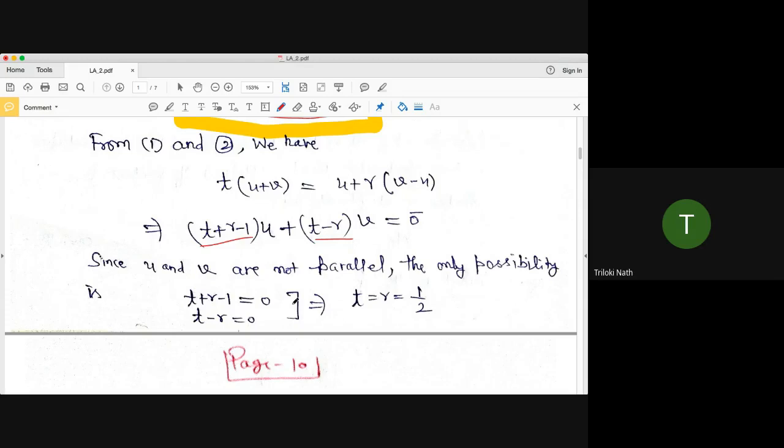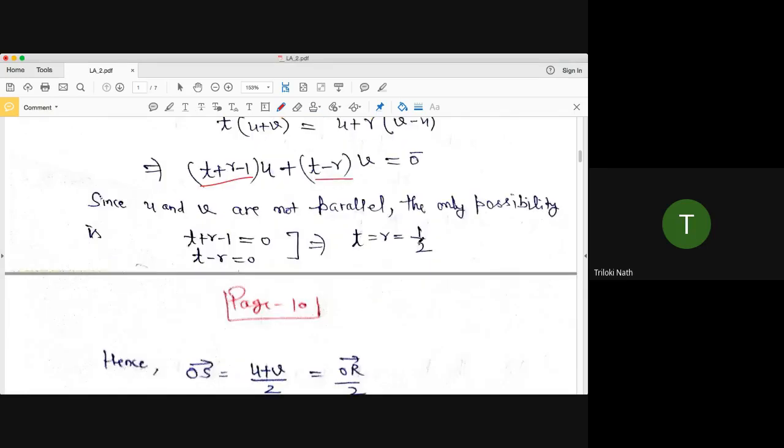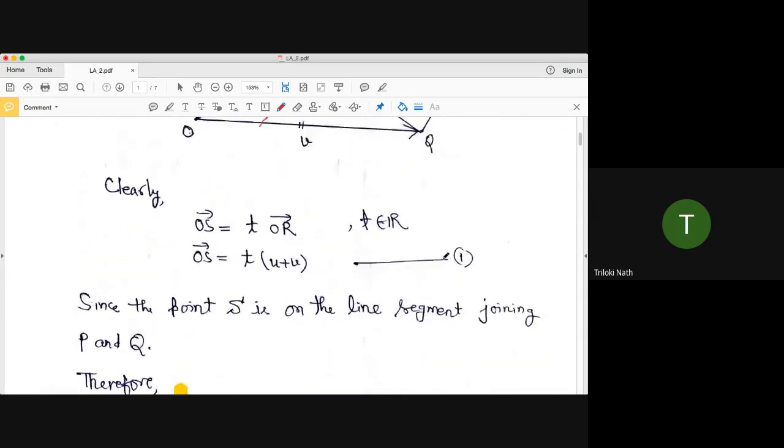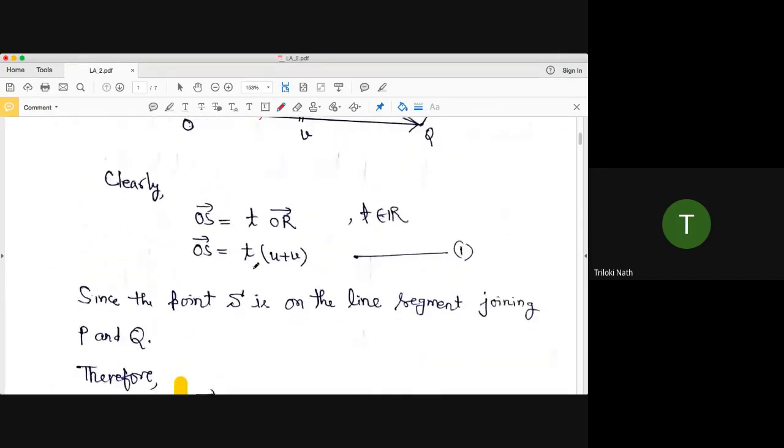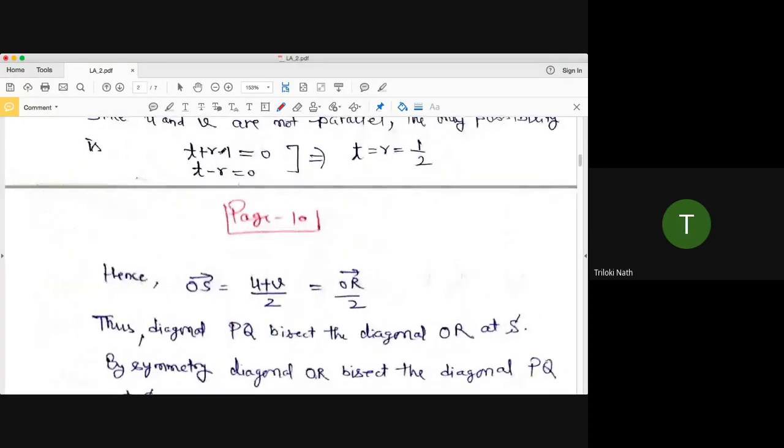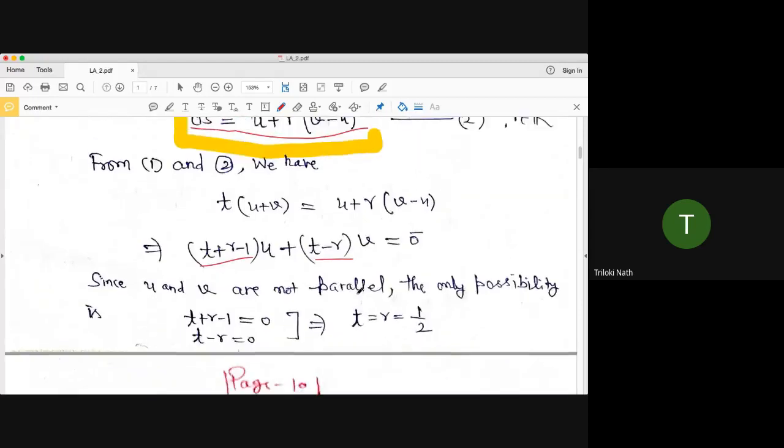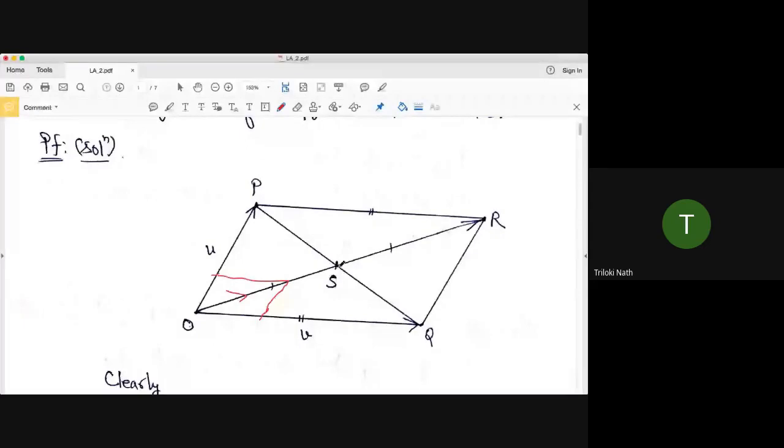Because u and v are not parallel, the only possibility is t plus r minus 1 is 0 and t minus r is 0. Simplifying gives you t is equal to r is equal to half. And t is equal to half means the OS vector is (u plus v) by 2, that is OR by 2. So what you proved is that S is the midpoint of OR.